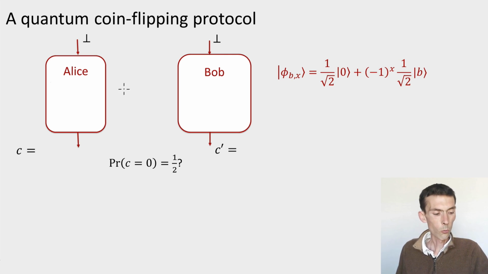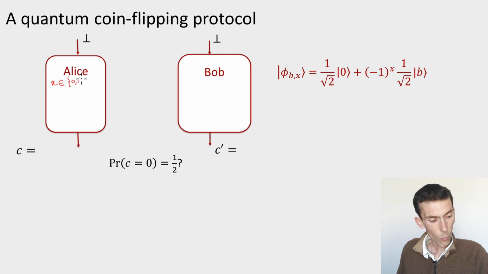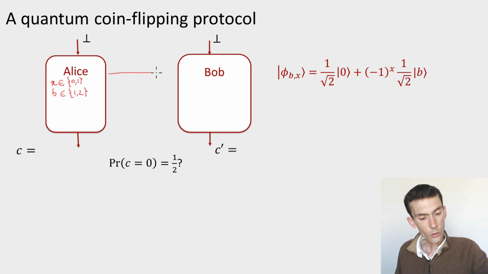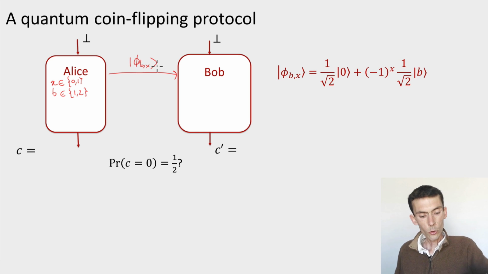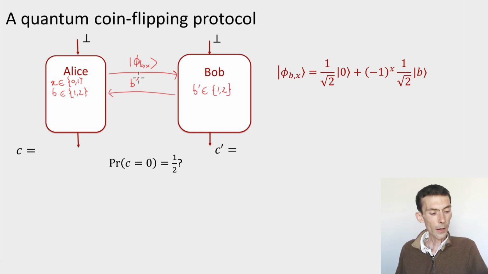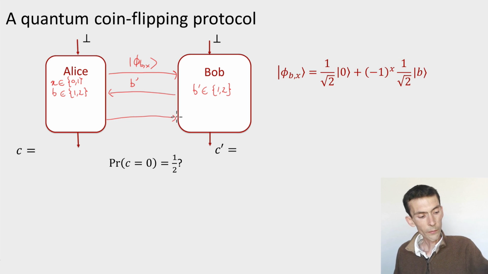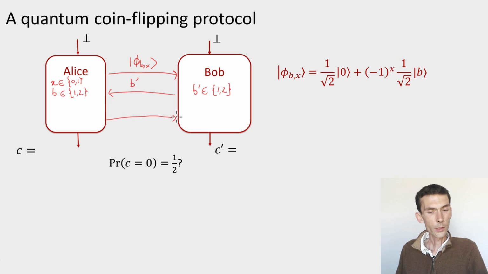So how does the protocol work? At the first step, Alice chooses a random bit x in {0, 1} and a random bit b in {1, 2}, and she sends the state phi_bx over to Bob. Bob receives the state and he puts it aside. He chooses another random bit b' in {1, 2} and sends b' over to Alice. And then finally, in the last step, Alice reveals her choice of x and b to Bob.